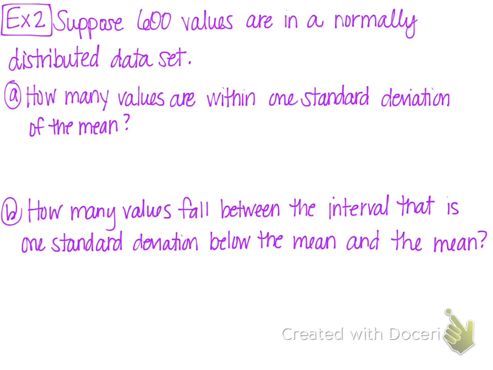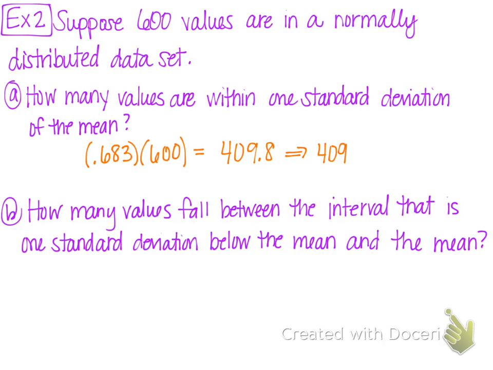So we're going to take 0.683 and we're going to multiply it by 600. And you get 409.8. Now, we don't like to have parts of pieces of data, so we're going to make this 409. So 409 pieces of data lie within one standard deviation of our mean.